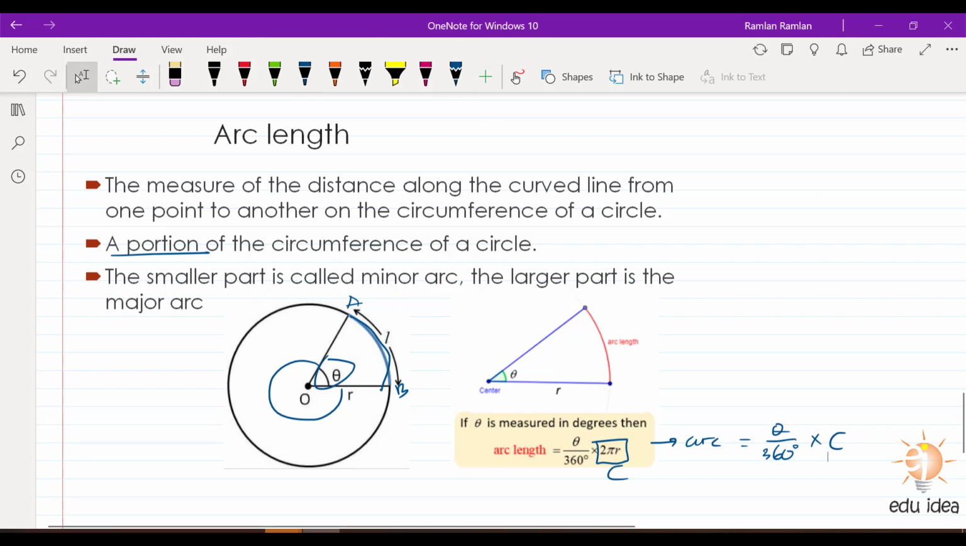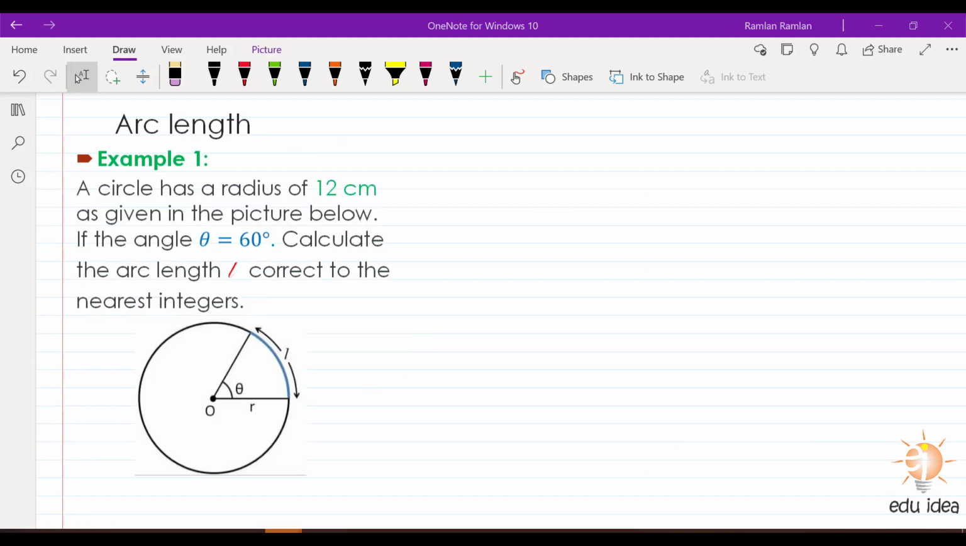Okay, let's go to the example. So we have an example here. A circle has a radius of 12 centimeters as given in the picture below. So the radius is 12, I can just write this down as 12 centimeters. Now, if the angle theta is equal to 60 degrees, I'm going to change this into 60 degrees. Calculate the arc length, this L here, correct to the nearest integer. So the angle formed with this arc is this 60 degrees, right? So we're going to use this angle to calculate the length of this curve.